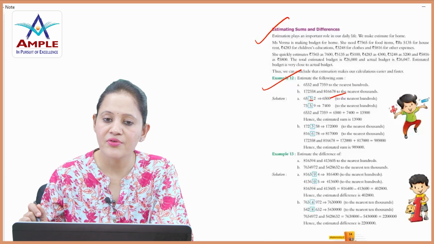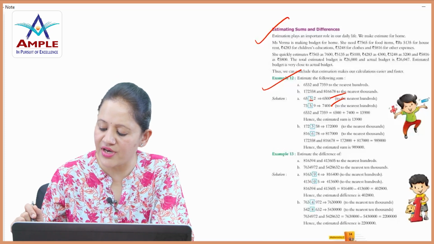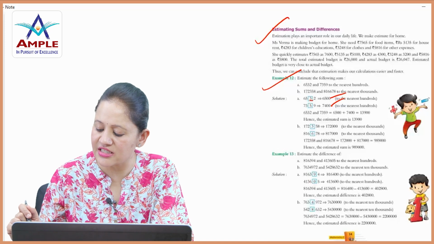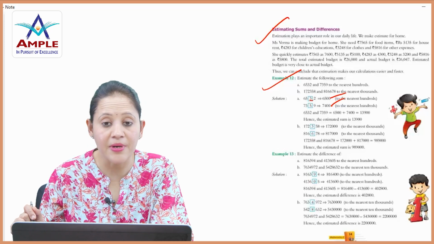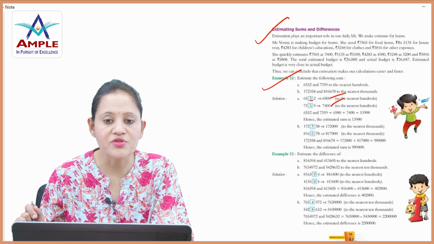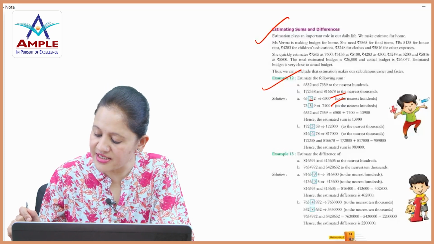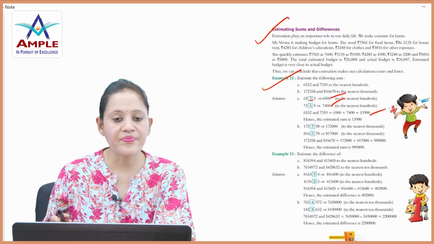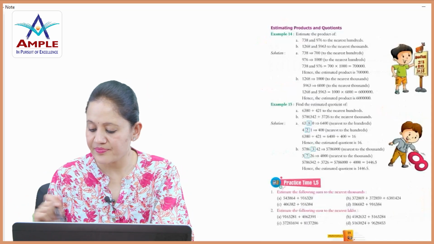7,359 rounds off to 7,400. Now, we will add them together. So, that is equal to 7,400 plus 6,500, that is 13,900. That is our estimated sum. Clear? So, this is how we will find out the estimated sum.